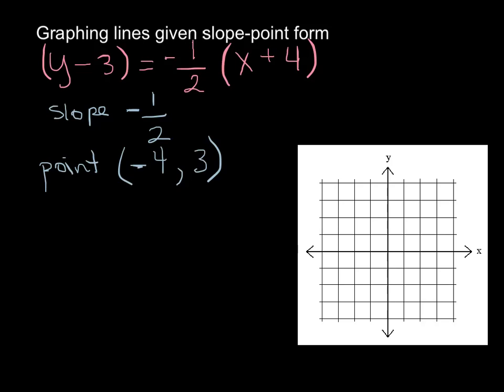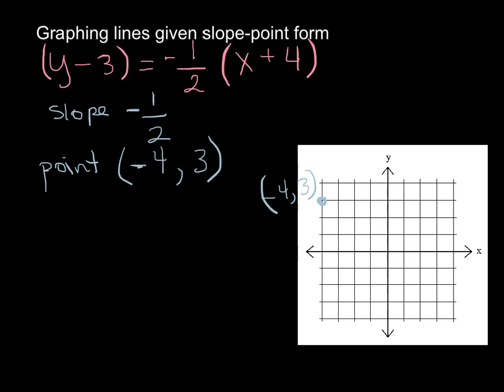Okay, so let's see here. We've got a -4 and then a +3. So we're going to plot our point right there. Okay, so there's our point plotted. That's our starting point. So we've got -4, 3. And let's count out our slope. Okay, so our down 1, right 2, down 1, right 2, down 1, right 2.